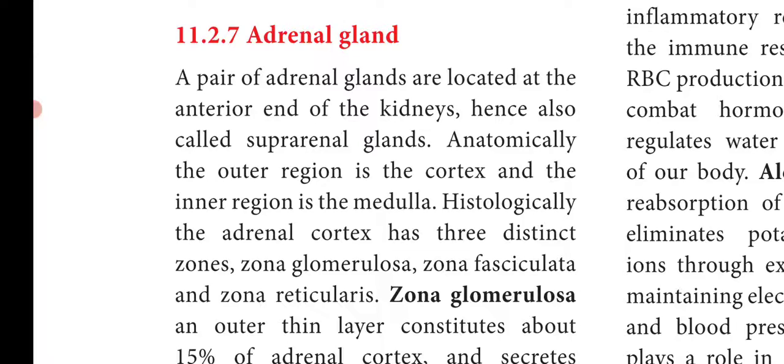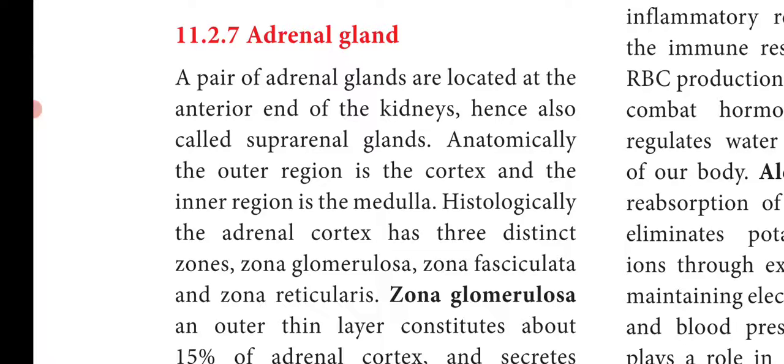Anatomically, the adrenal gland is divided into two regions. The outer region is called as the cortex and the inner region is called as the medulla. Histologically, the adrenal cortex is again divided into three distinct zones. They are zona glomerulosa, zona fasciculata and zona reticularis. So the cortex is divided into three zones.